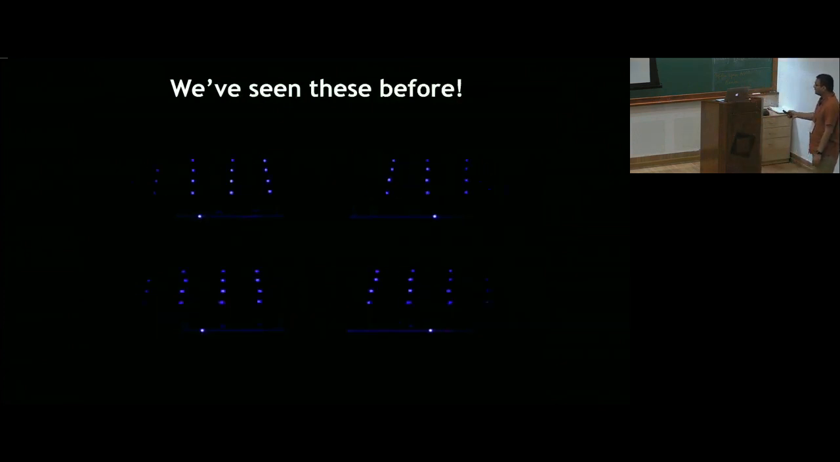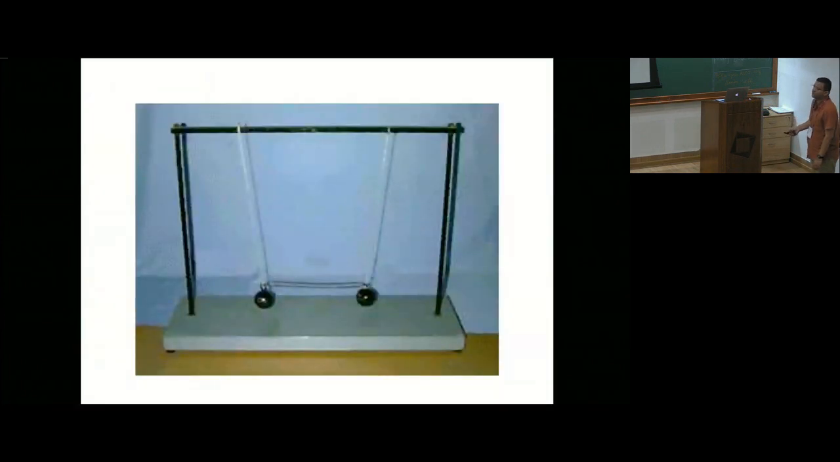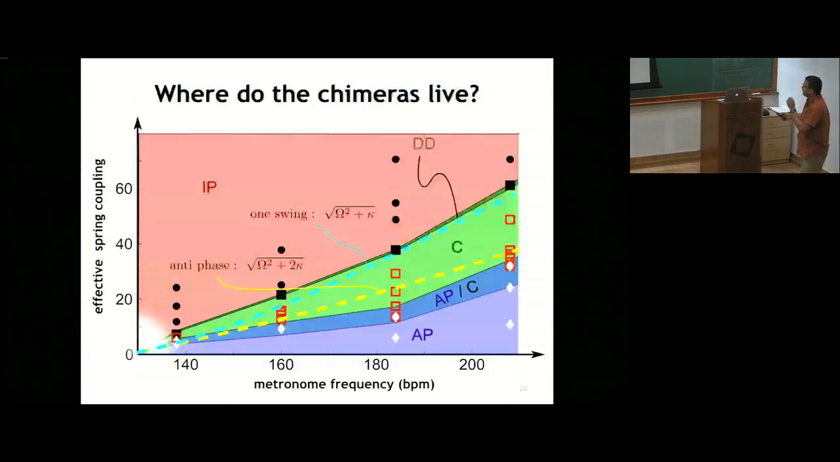We've of course seen these before, the in-phase and the anti-phase. So if you take two pendula and couple them by the spring, you know that these are the eigenmodes of this system. So then to ask the question, where do these chimera states live in relation to these eigenmodes of the system that we know?